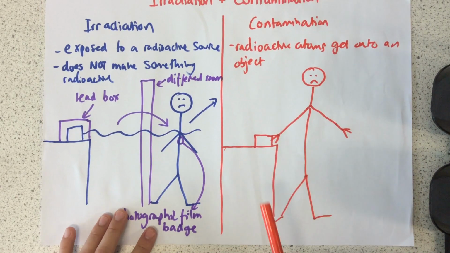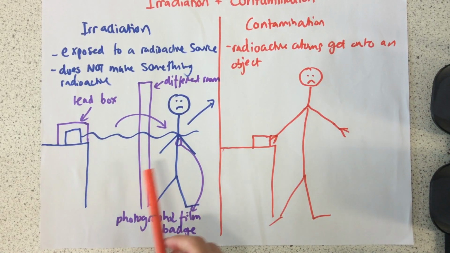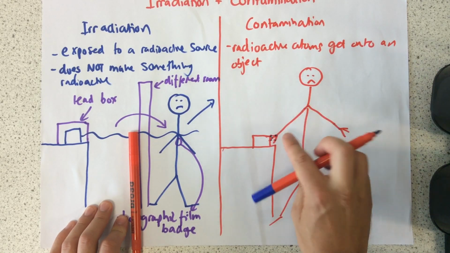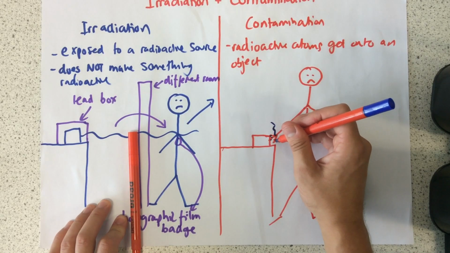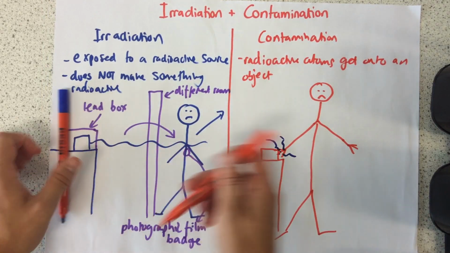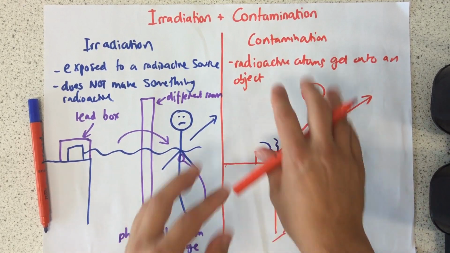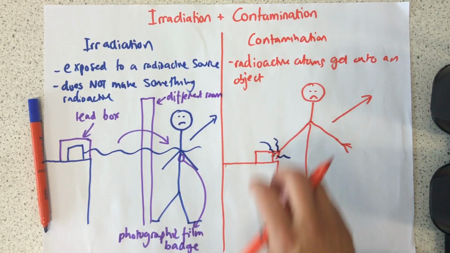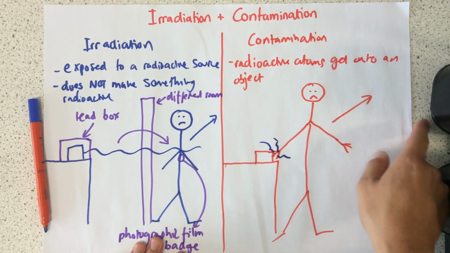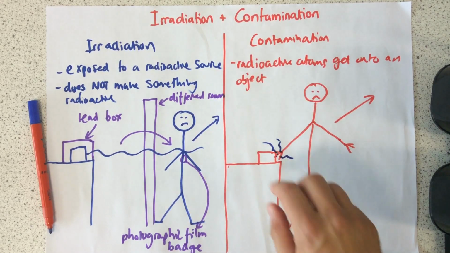Now, this can be more serious because by touching this without any gloves on, the radioactive source has got onto their hands. So all the time, these radioactive atoms could decay, and as they decay, they emit radiation. Now, unlike with irradiation, with contamination, when this person leaves this place, they're still going to be affected by the radioactive source because it's physically on them, releasing radiation at all times. So they are not safe even if they leave the place where this radioactive source is, because it's now on them. That's what contamination means in this context.